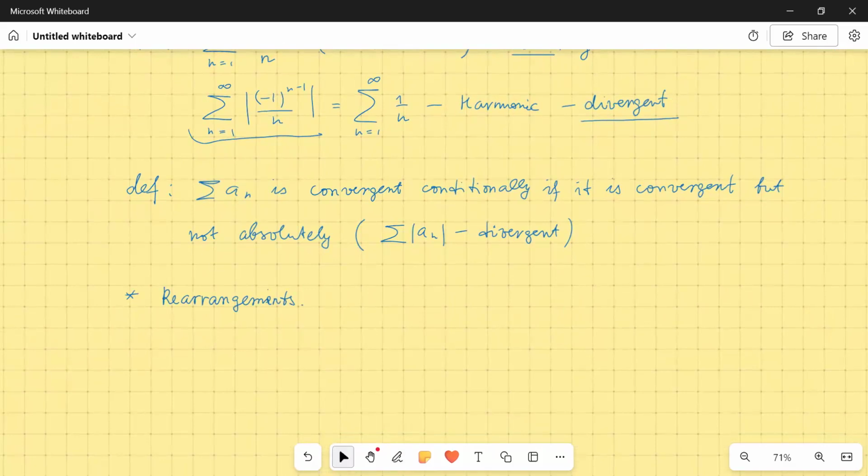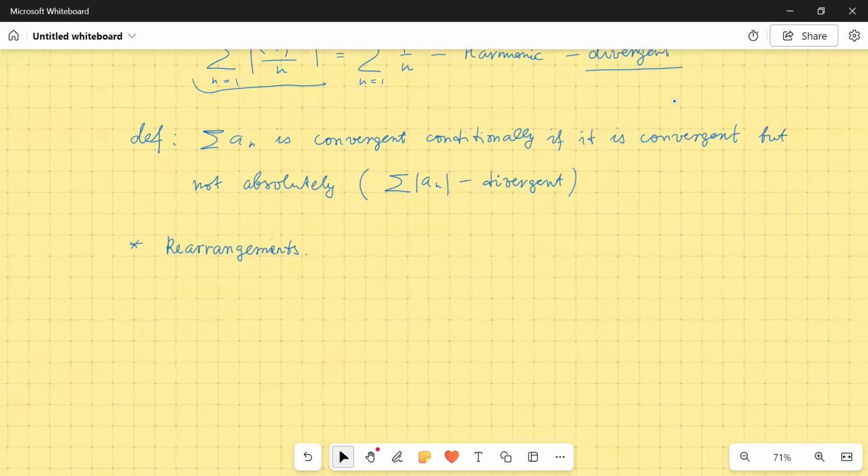Rearrangements. What do rearrangements mean? Let's consider the series 1 over n squared from 1 to infinity. The terms are 1 over 1 plus 1 over 2 squared plus 1 over 3 squared plus 1 over 4 squared. The absolute values of this series are exactly the same series. So we know that this series is convergent absolutely, because the absolute values are the same series, and we know that the P series with P equals 2, greater than 1, is convergent. Convergent, not just convergent, but convergent absolutely.